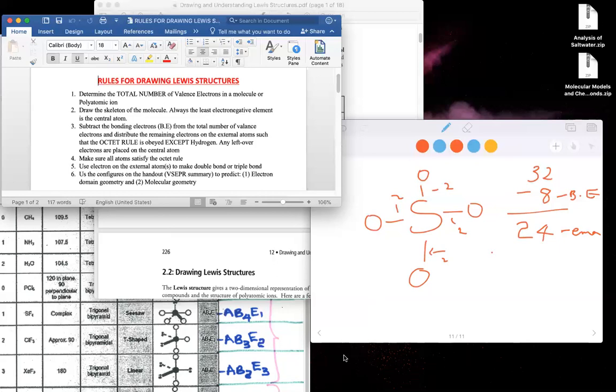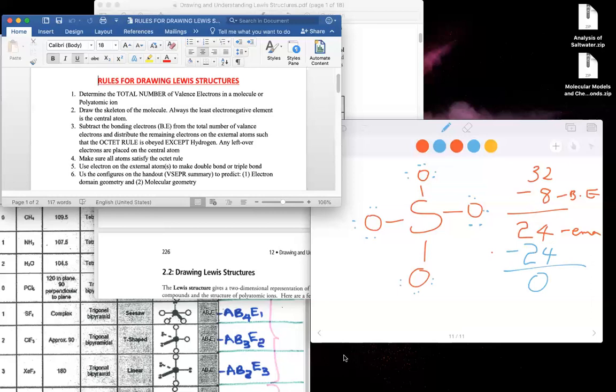Out of the remaining, first priority in satisfying the octet rule is the external atoms. What is on the outside? So I'm just going to erase this right here so that it's clear how you distribute the electrons. I'm going to distribute the electrons around each oxygen. So I've distributed 24. If I subtract 24 minus 24, 0 remain. If something remained at the end, you just give it to the central atom.